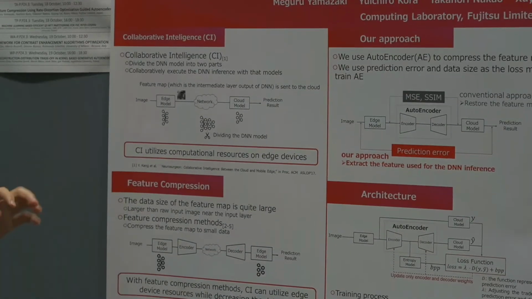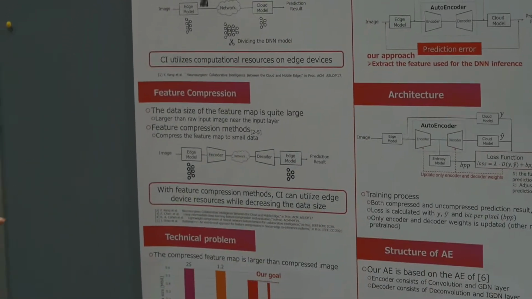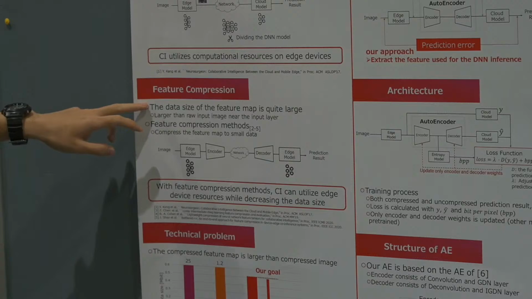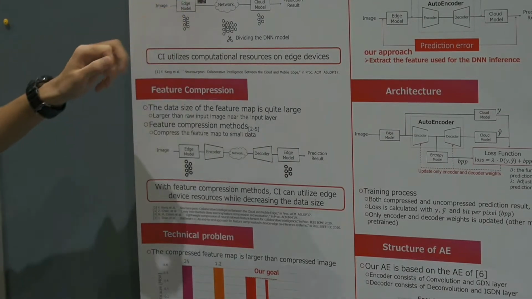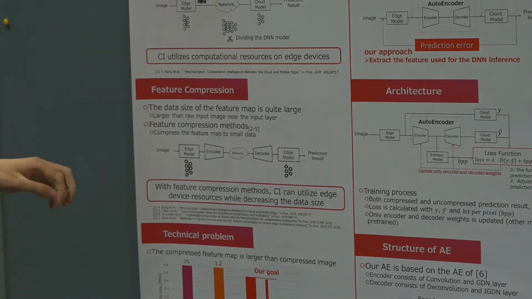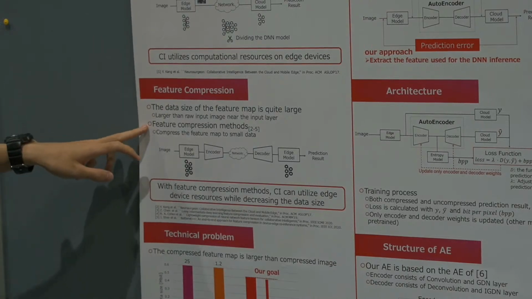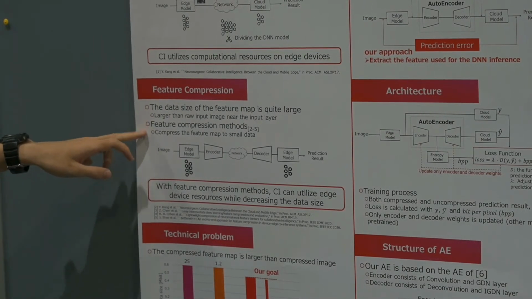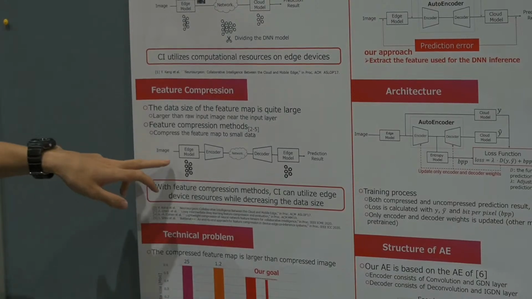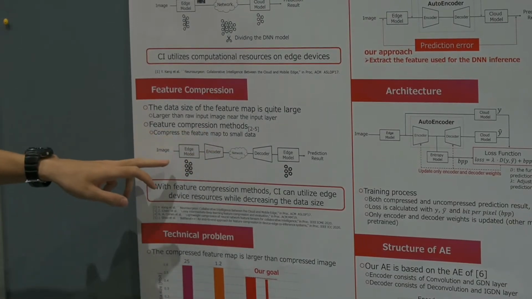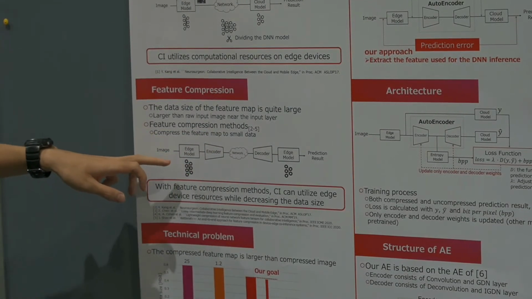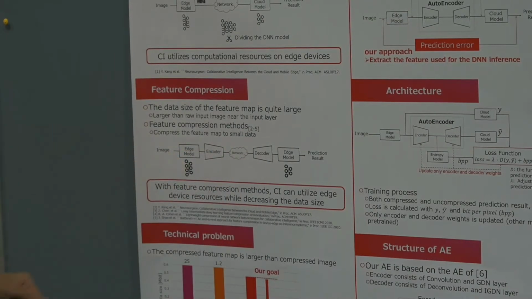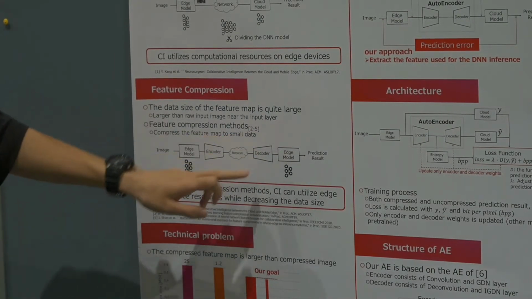However, collaborative intelligence might increase the transmission data size because the data size of this feature map is quite large. To solve this problem, feature compression methods have been proposed. A feature compression method compresses the feature map at the edge device and then transmits the compressed feature map to the cloud, and the cloud restores the feature map.